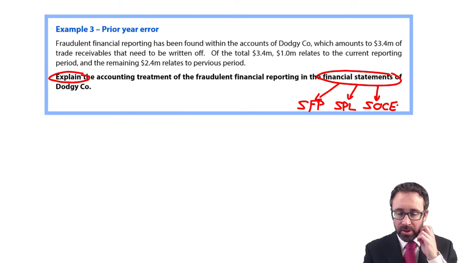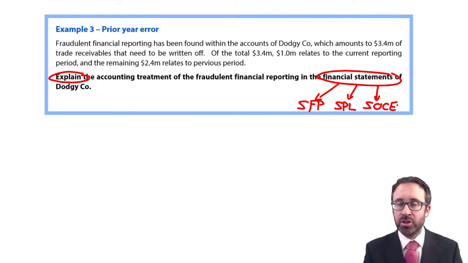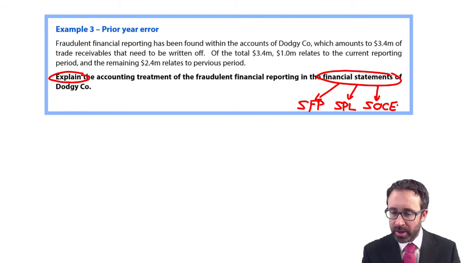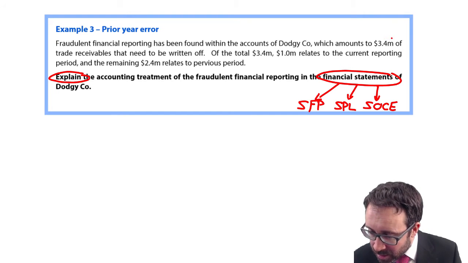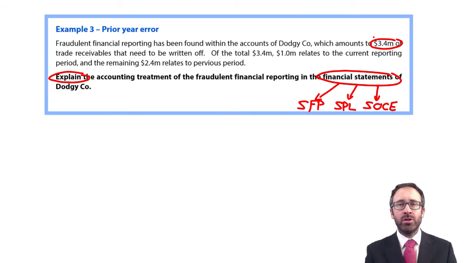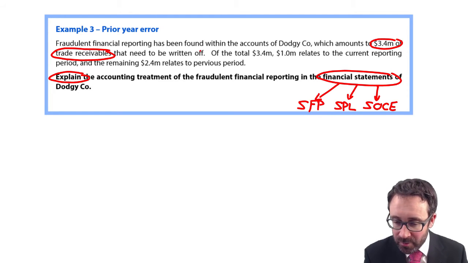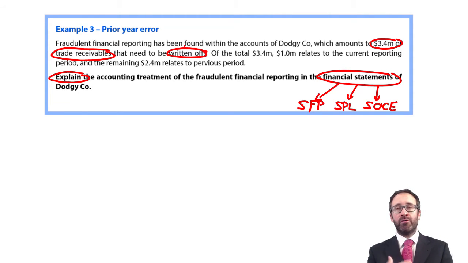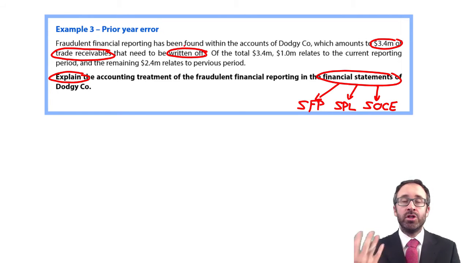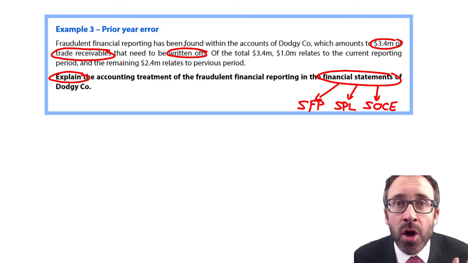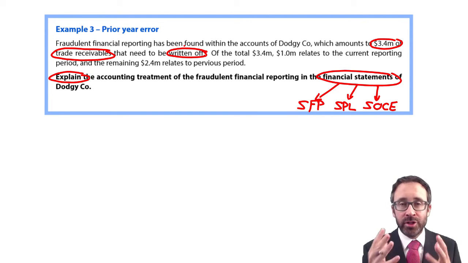So what have we got within the scenario? We're told there's fraudulent financial reporting, so we need to go back and adjust for that fraud, which amounts to $3.4 million. That's in relation to your receivables, so they need to be written off. They need to be removed from the accounts, don't they? So we need to reduce the receivables by the 3.4 million. Effectively, if you like your debits and credits, which I know you do, we're reducing the receivables, so we're crediting the receivables.